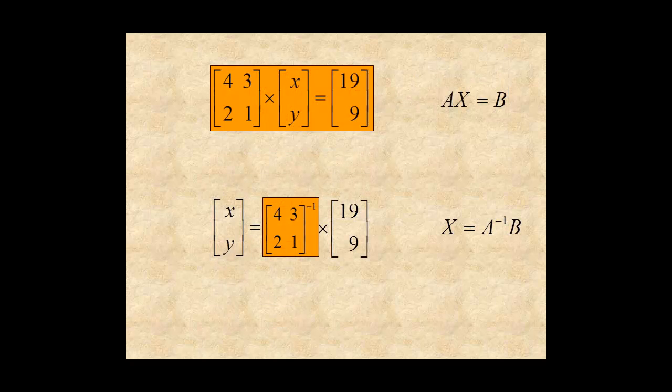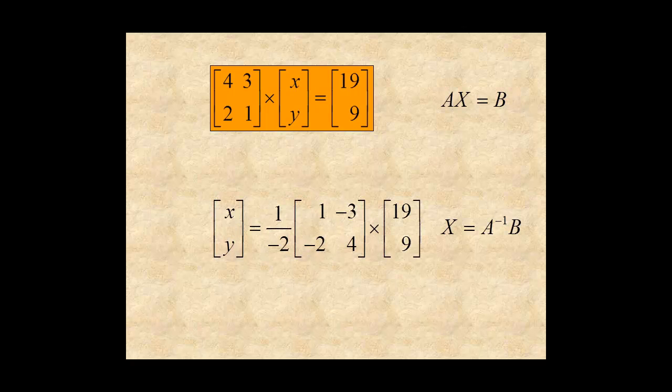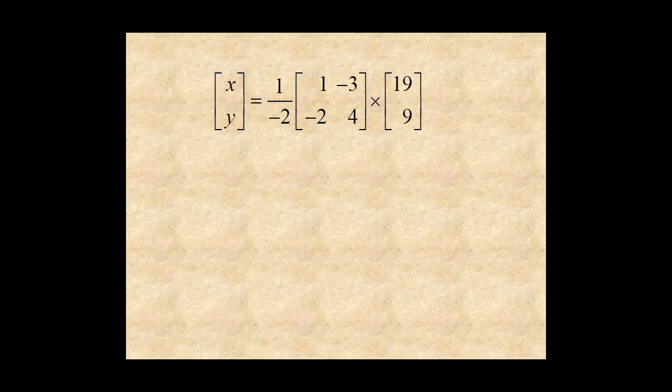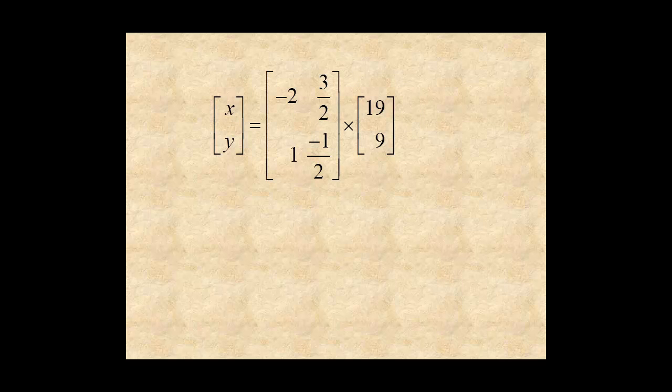Go back to the matrix equation and substitute the inverse of the coefficient matrix. Calculate this product to find the solution. If you start with the scalar multiplication of 1 over -2, you're going to have to deal with fractions in your matrix. So don't do that.